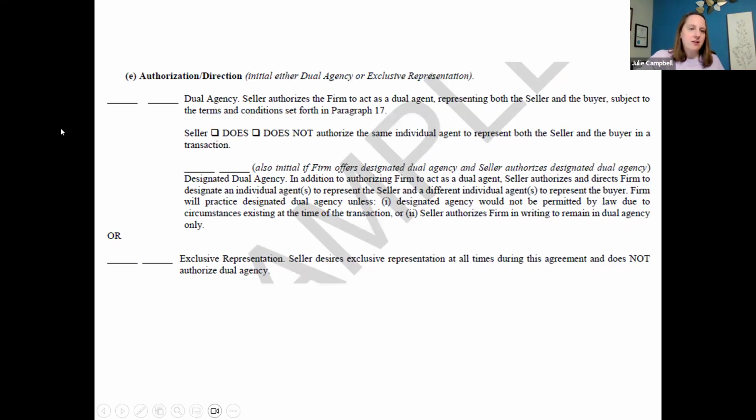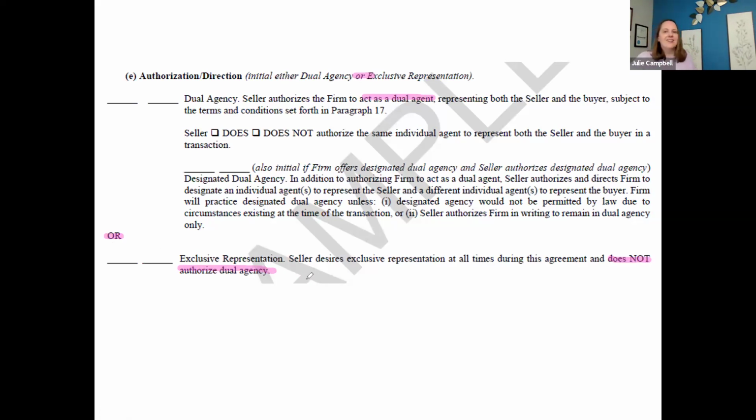So straight from our listing agreement, we're told to initial either dual agency or exclusive representation. Do we see this? Either the seller authorizes the firm to act as a dual agent, representing both the seller and the buyer, or the seller wants exclusive representation and does not authorize dual agency. So we have to get the seller to initial one or the other. And before we ask them to initial one or the other, they need to understand what they're initialing.